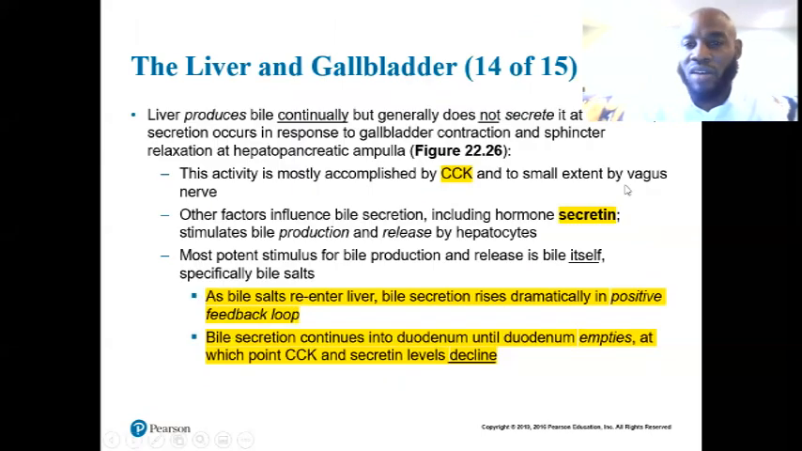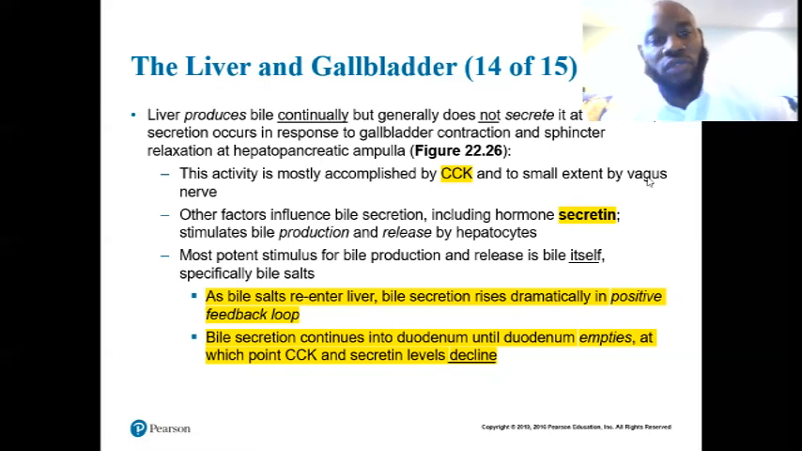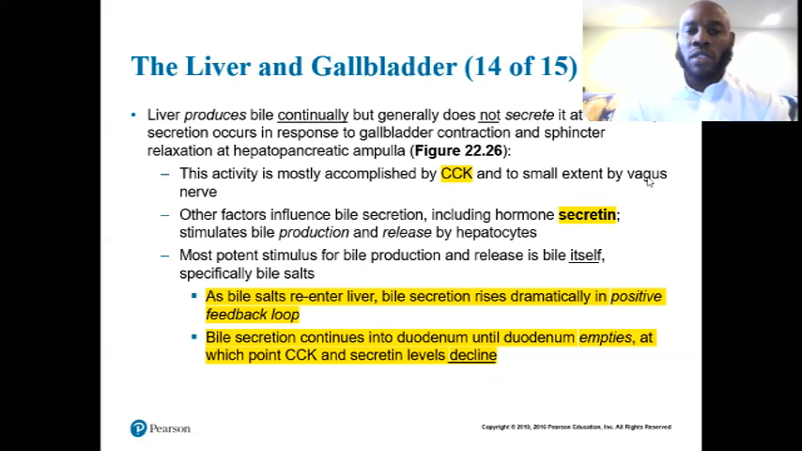So the liver produces bile continually, but generally does not secrete it at a basal rate. Secretion occurs in response to gallbladder contraction and sphincter relaxation at the hepatopancreatic ampulla. And this is mostly accomplished by that same CCK, which stimulates that. And also the vagus nerve is involved. Other factors are that secretin, same secretin, and CCK that stimulate the pancreas, stimulate the liver and the gallbladder.